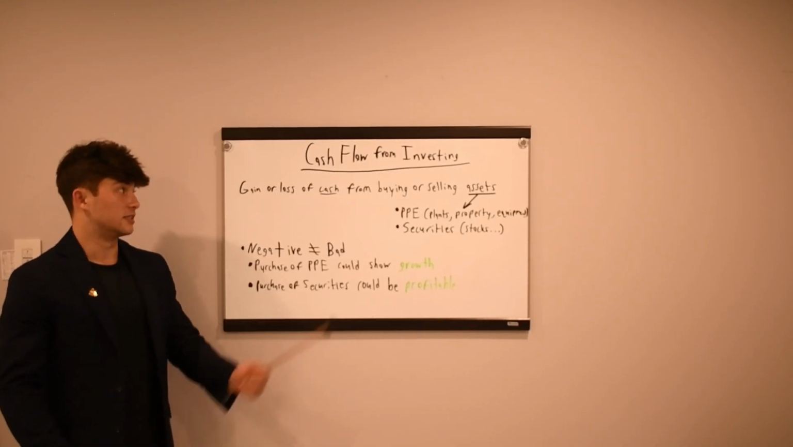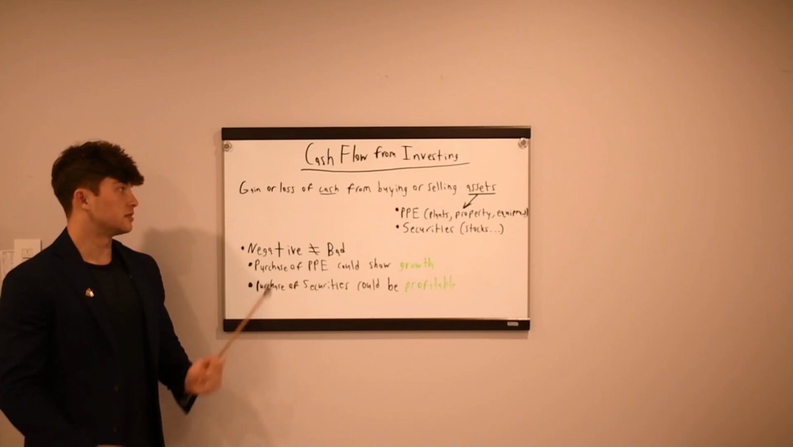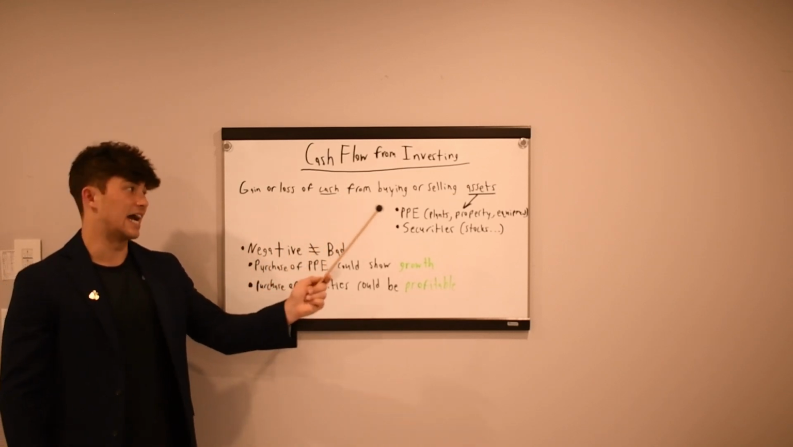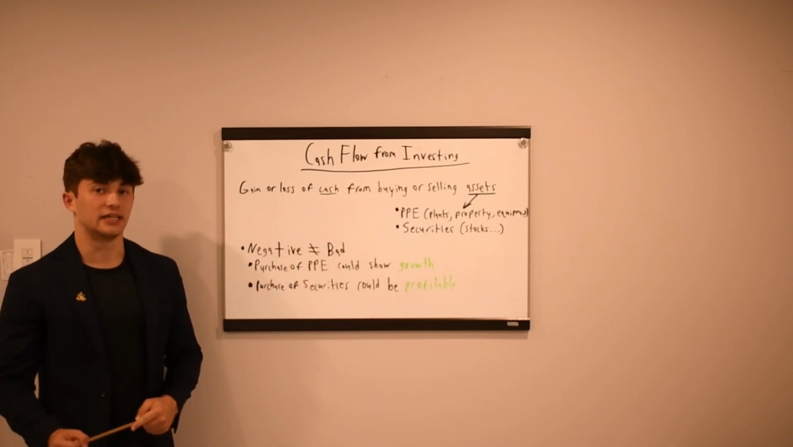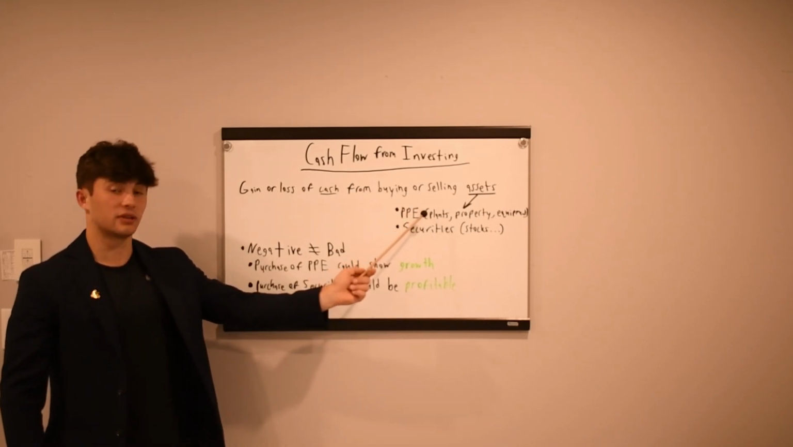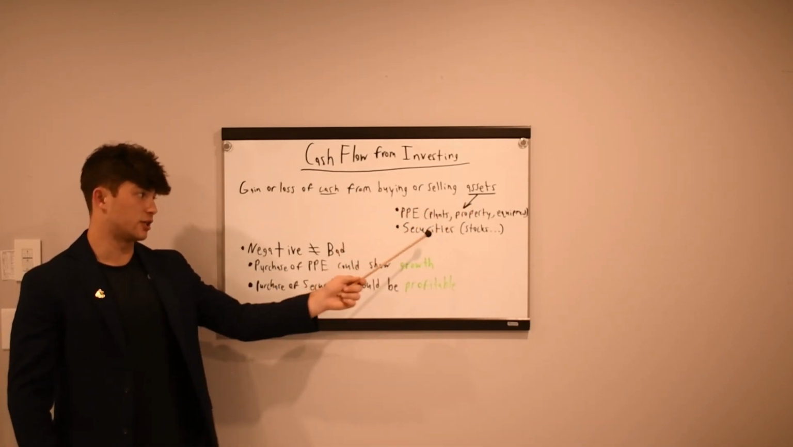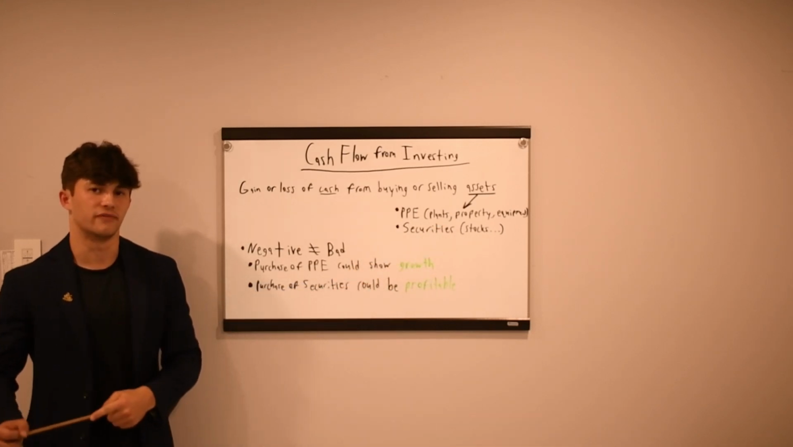The next section is cash flow from investing. And this means the gain or loss of cash from buying or selling assets. And the 2 major types of assets in this section are PPE, which means plant, property, and equipment, as well as securities, which include stocks and other marketable investments.